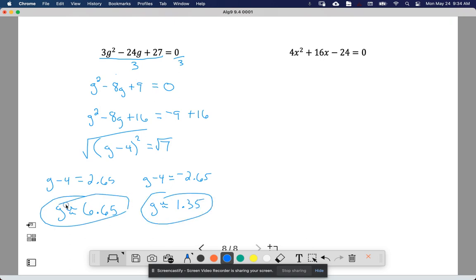So always simplify it down when it's equal to 0 here. Make life a little easier for you. So take a moment to answer that last one.